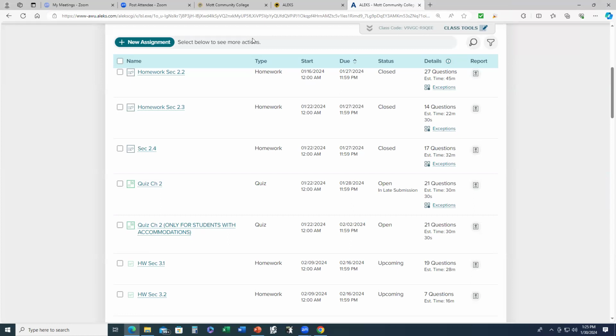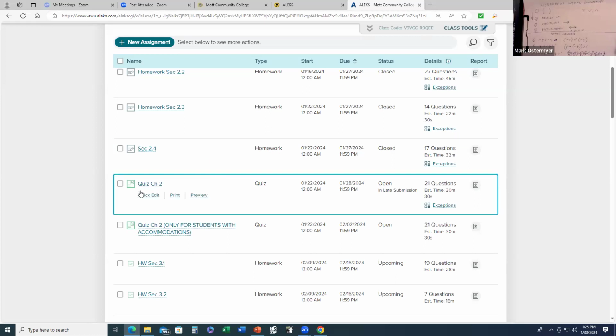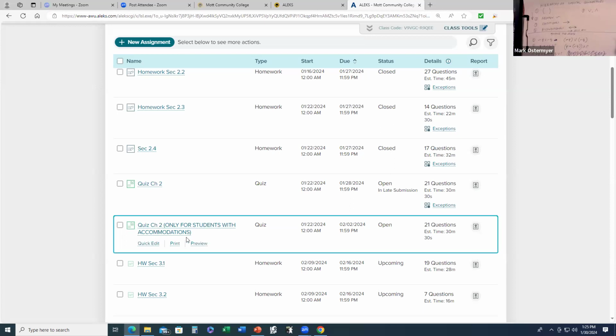For general, can you say that again? Well, most of us did not submit a letter of accommodation to me, in which case we'll just do quiz Chapter 2. But some of you did submit a letter of accommodation to me, in which case I designed the quiz to accommodate you a little bit more. So you do the one that says quiz Chapter 2 only for students with accommodations. Does that make sense? That's the one you do if you sent me a letter.